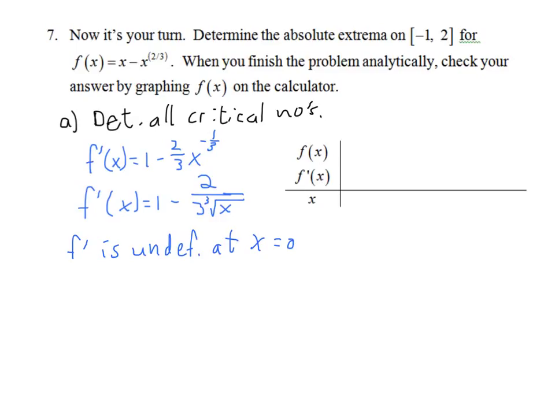And to make my point here, if I had not rewritten this so that I didn't have a negative exponent, I might not have realized that was a danger point and that we would have an undefined derivative there. So that's a reason to do that. Now we need to go further also. Remember, a critical number is also where your derivative equals 0. So we're going to set 0 equal to 1 minus 2 over 3 times the cube root of x.